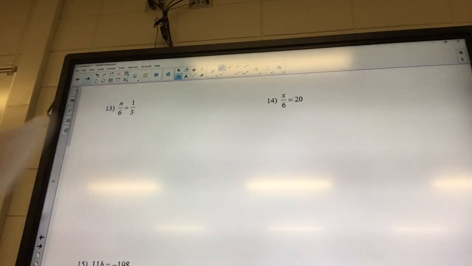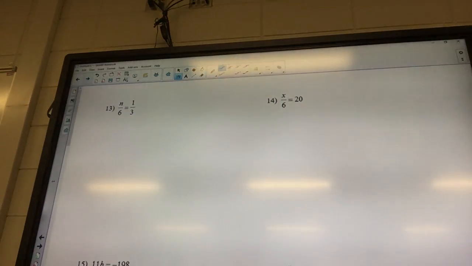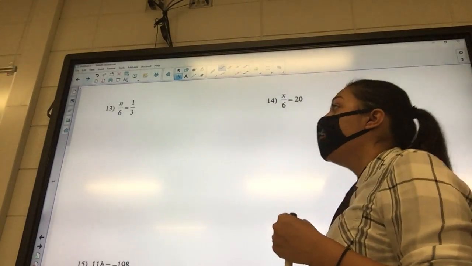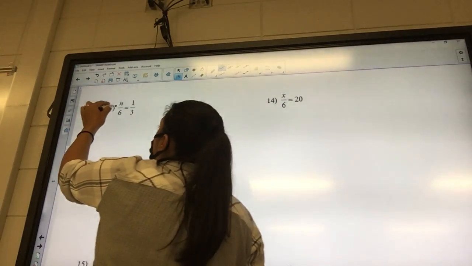Okay, let's do 13. What type of problem is it? What type of operation? Is it addition, subtraction, multiplication, division? It's division, so who's his buddy? So what do you need to multiply by? 6. By 6.